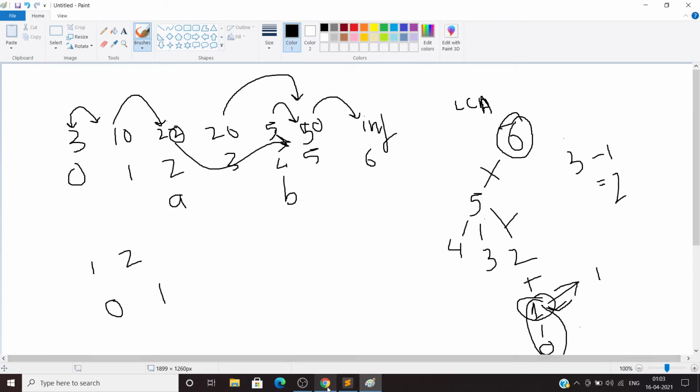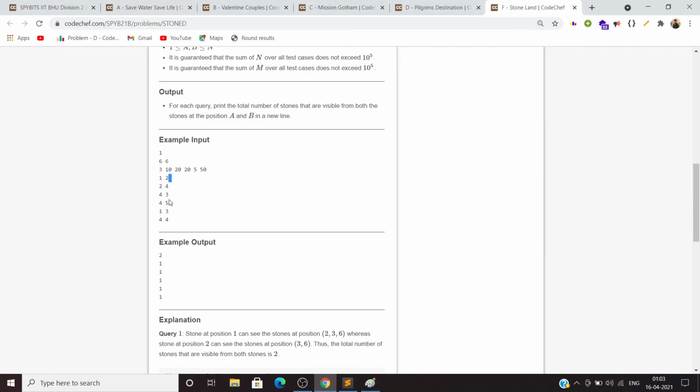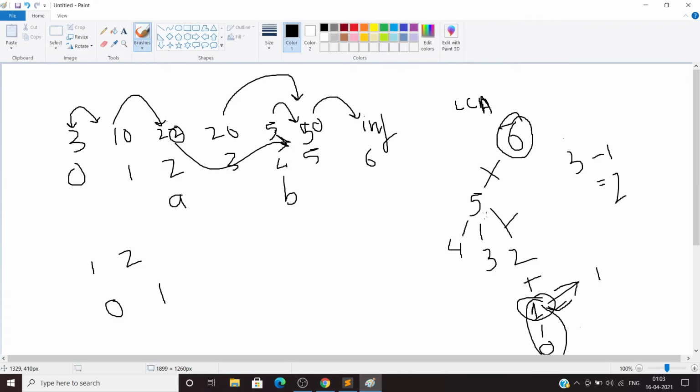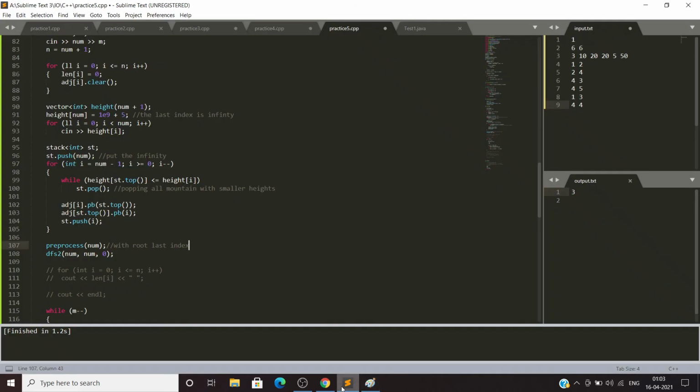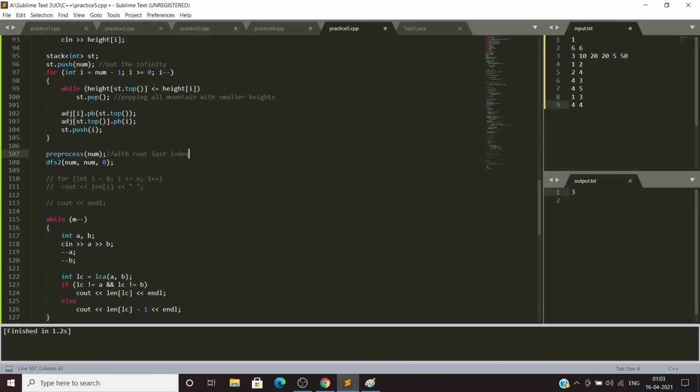And let's look at another example. Let's take this 4 and 4, so its proper indexing will be 3. So the lowest common ancestor of 3 and 3 is 3, and its distance is 1 and 2, but as it is equal to 3, so we are not taking this distance, we are taking only one distance.